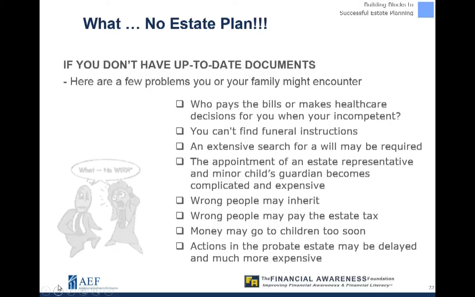So an estate plan includes planning for two catastrophes: the disability of the individual, the risk of that disability, and the eventual and certain passing from this earth.